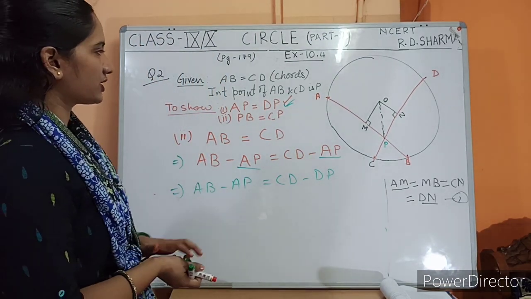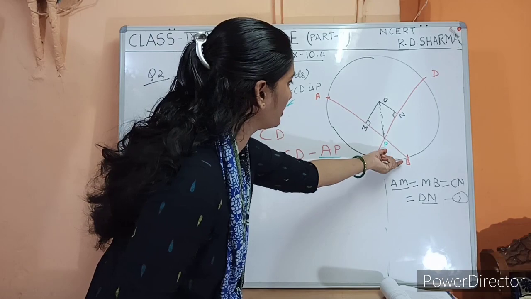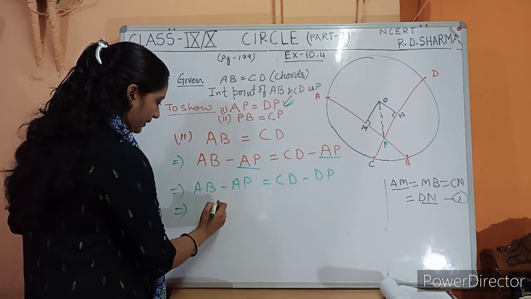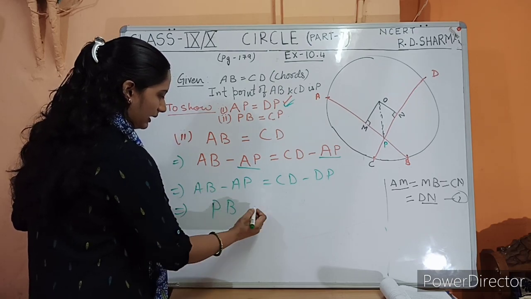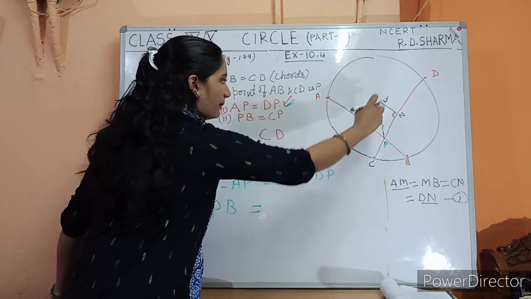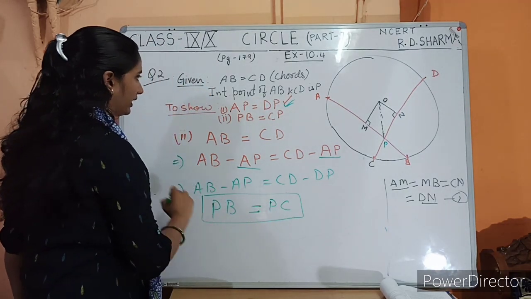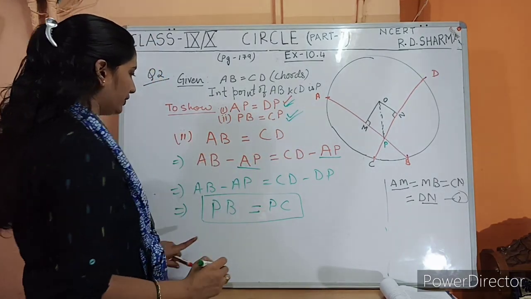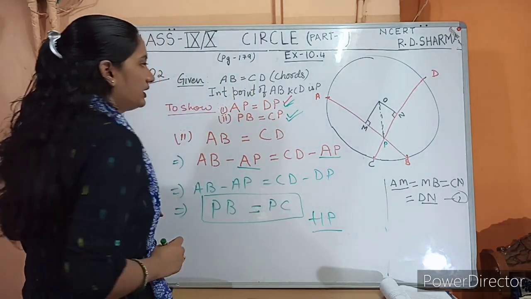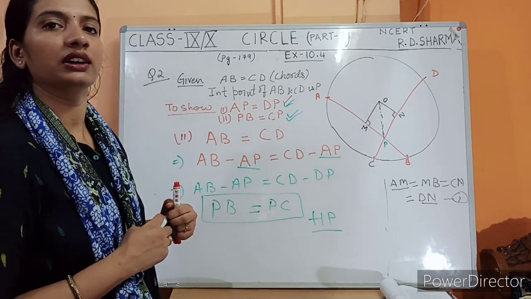Right? Now just observe, if you subtract the AP part from AB, what will remain? The PB part will remain, right? So here we can write PB, and if you subtract the DP part from CD, what will remain? The PC part will remain. So that we have got here. This is our second part which we have proved, which I have shown how it will be equal. So children, this is the completion of second question. Please continue. Let's see the question number 3.